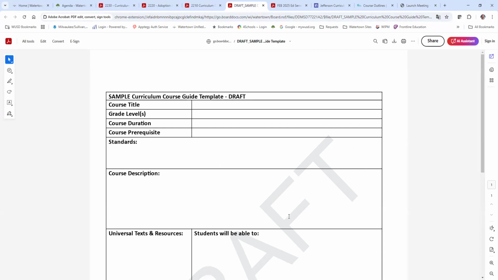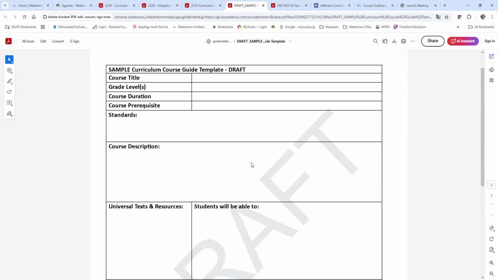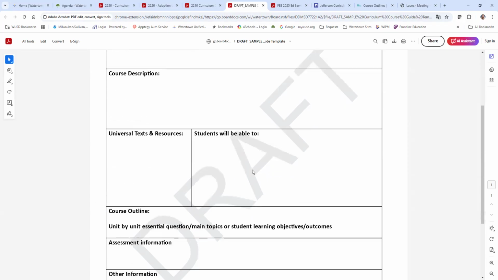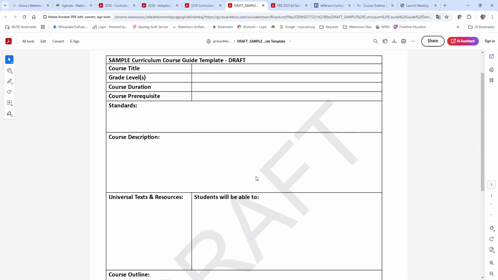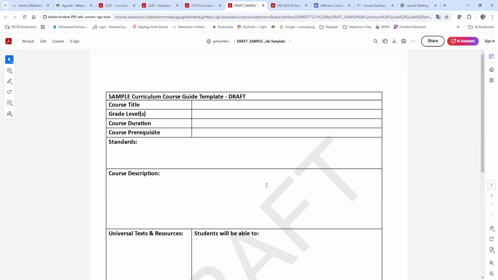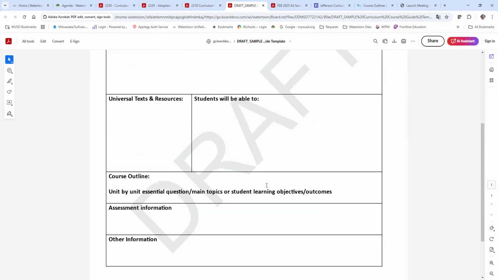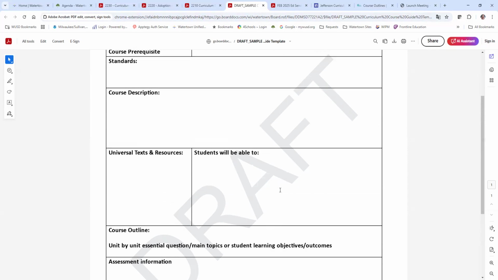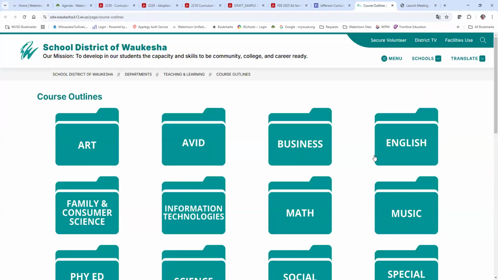For each course in the district, we will be working through a process to put on our district website a course overview of all of the courses that are taught here in the district. That way, the board would have access to them. Anyone in the general public would have access to them. There are some examples out there that I have placed so you can take a look.